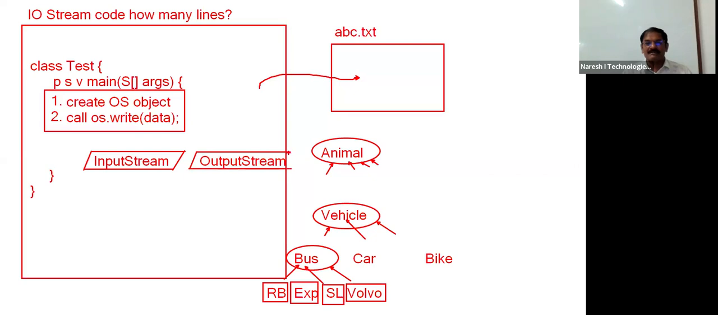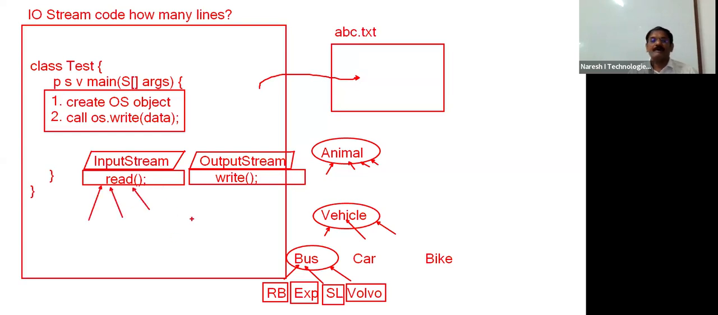These input stream and output stream classes contain around 5 to 6 methods. Among those, the read method is an abstract method, and here the write method is an abstract method. Here the read method and write method are abstract methods. Is it clear? Input stream is an abstract class. Then they have several subclasses available. Among all these subclasses, the important subclass is file input stream.